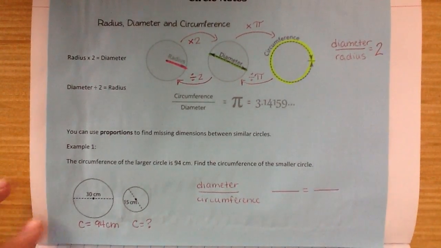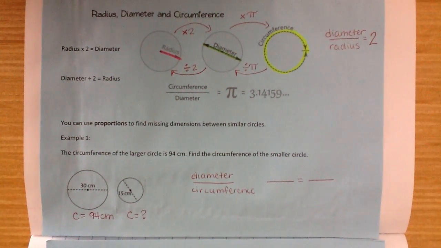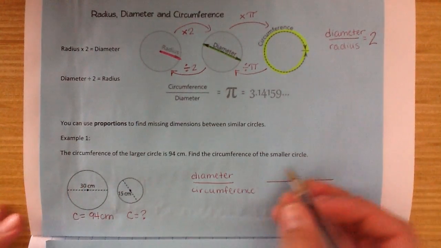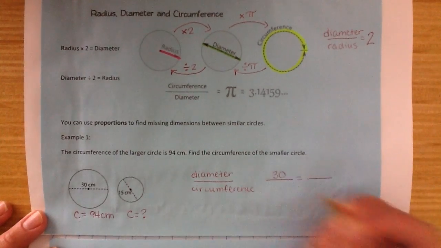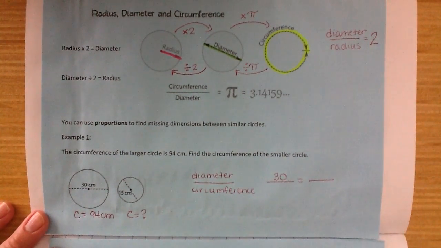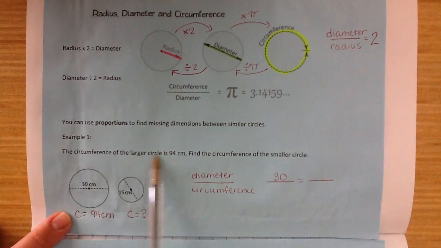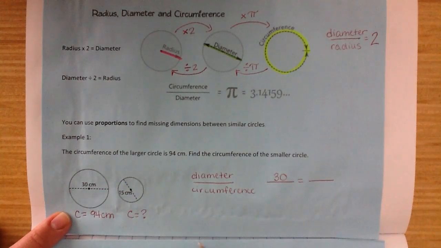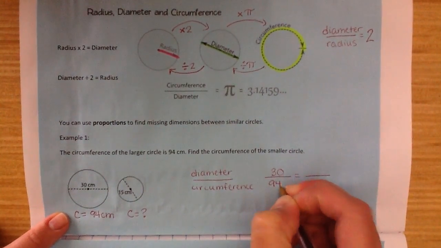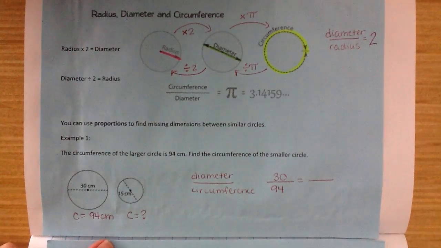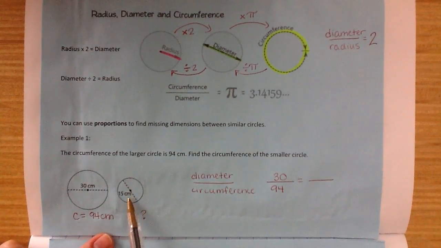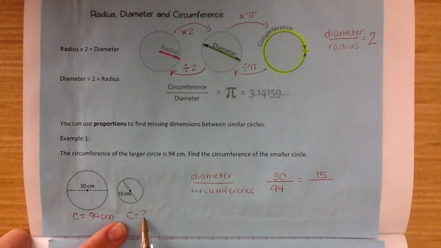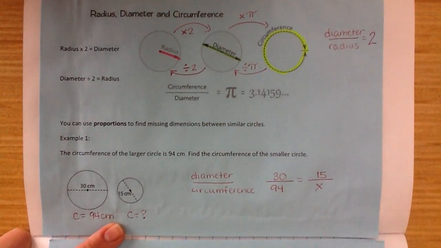We're going to set up our proportions. So let's start with the first circle. The diameter of the first circle is 30. So the diameter goes on top. And they give me the circumference. Remember, we got this from the information above, so it's very important that you're reading all of the information regarding the problem. So the circumference is 94. Let's see what other information they give us. I have the diameter of the little circle, and since it's diameter, it'll go on the top. And I don't know the circumference, so let's put an X there.